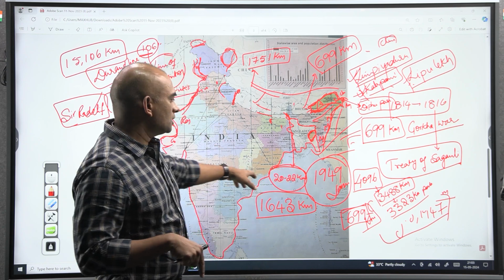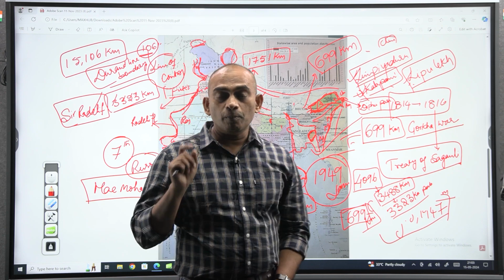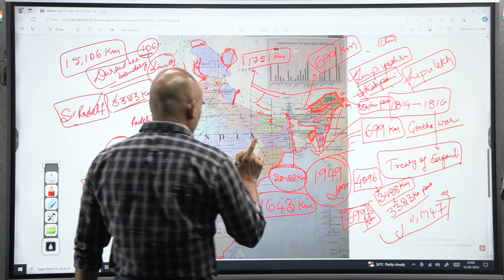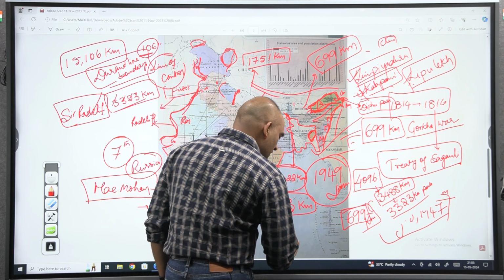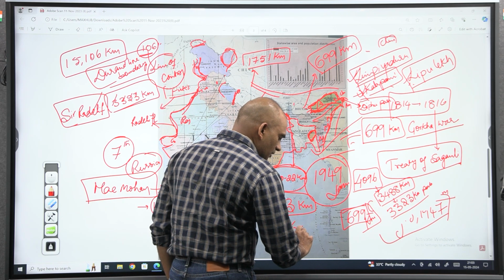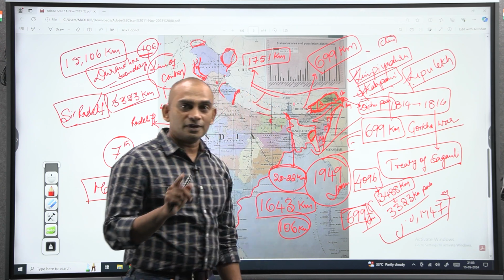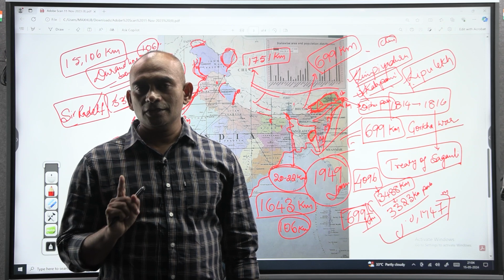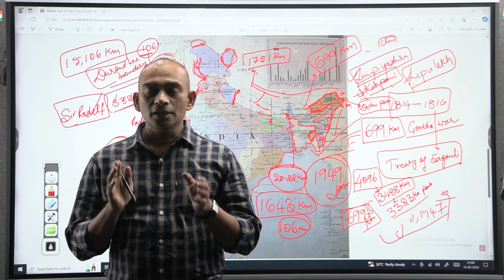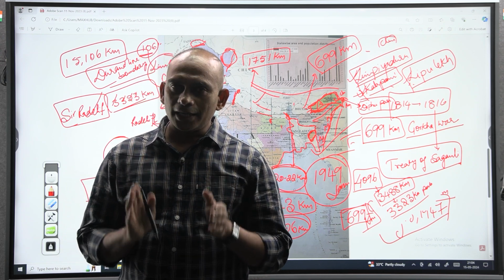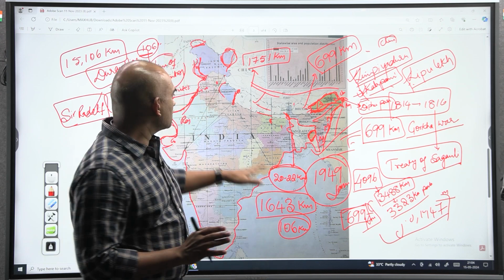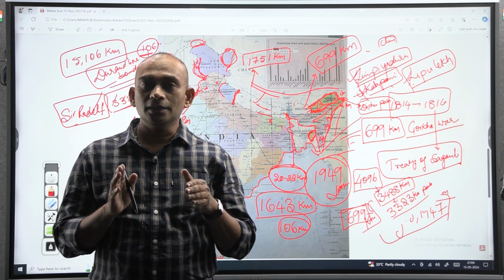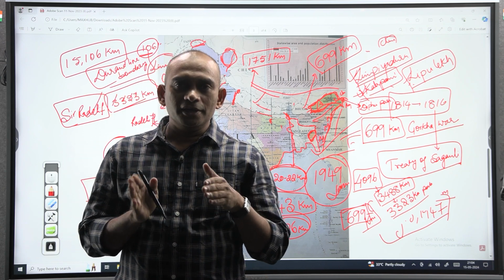And next is the border we are sharing with Afghanistan. That is the least boundary India shares, with Afghanistan, 106 kilometers. That boundary is known as the Durand Line. Okay, this is all about the countries located on the land frontier.